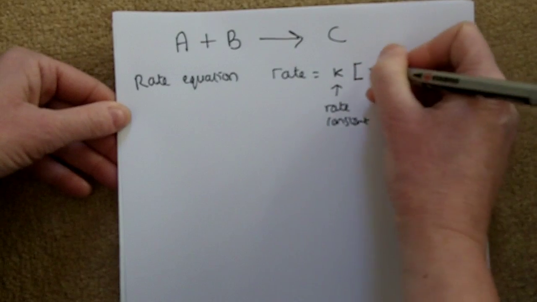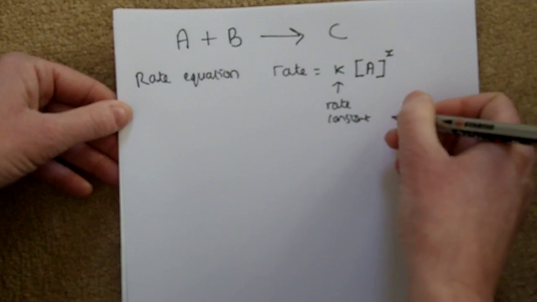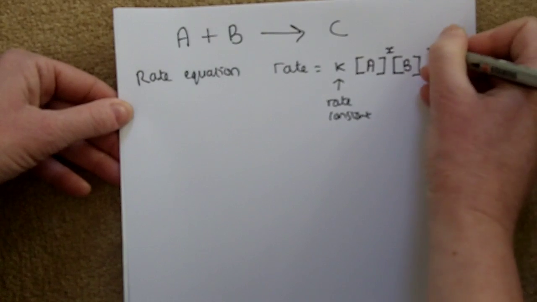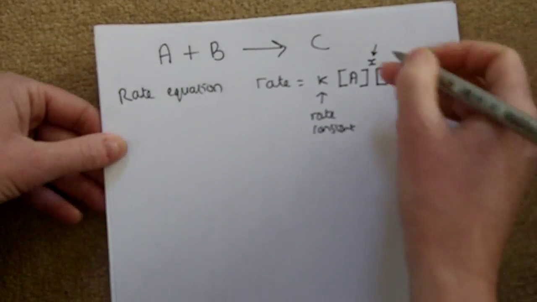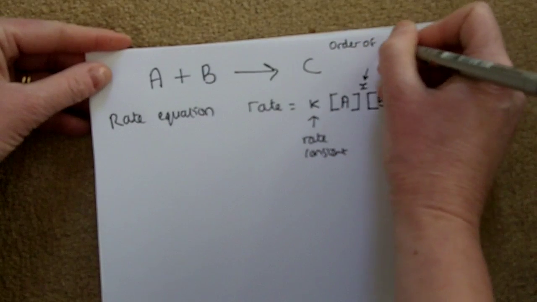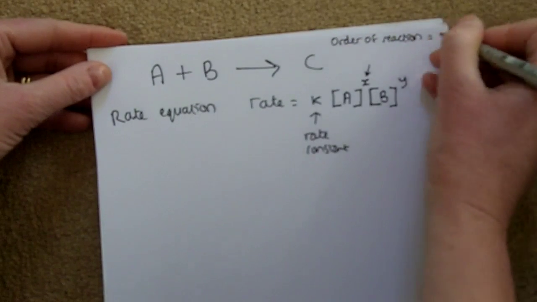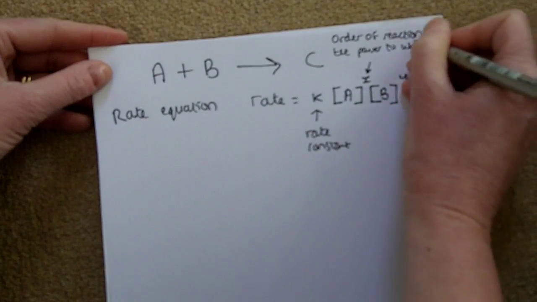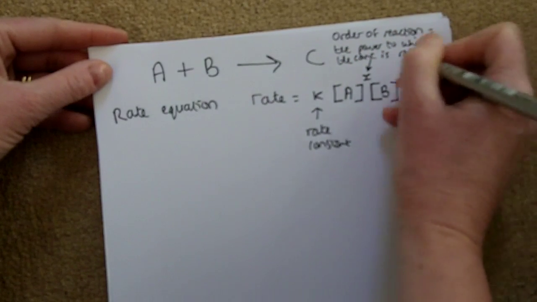And then we've got the concentration of the reactant to the power x, times the concentration of the other reactant to the power y. Now this x and this y, so let's do x first. x is called the order of reaction, and it is the power to which the concentration is raised in the rate equation.